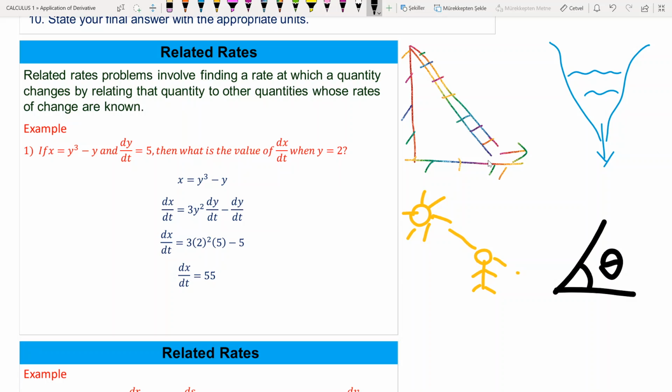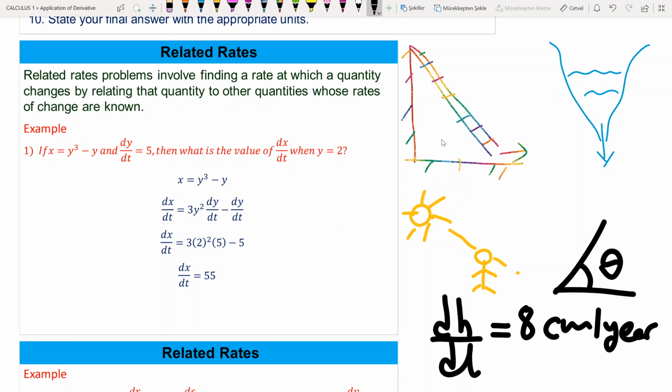And do not forget that when we talk about how a quantity changes, we talk about the derivative of that quantity with respect to time. For instance, if we say Michael is growing at the rate of 8 centimeters per year, it means dh over dt is 8 centimeters per year.